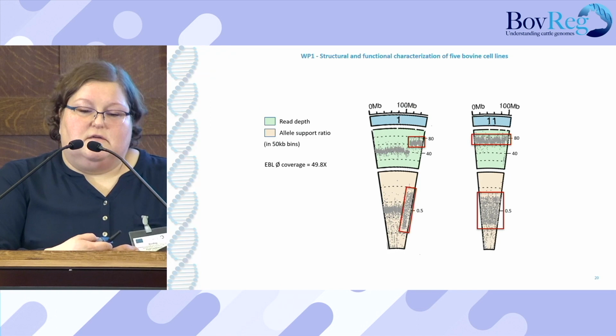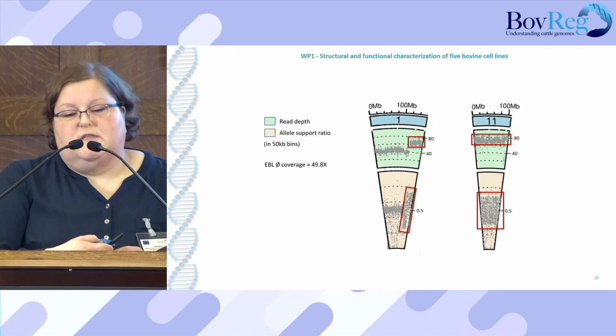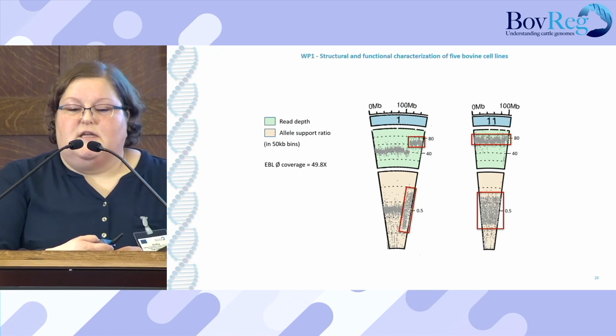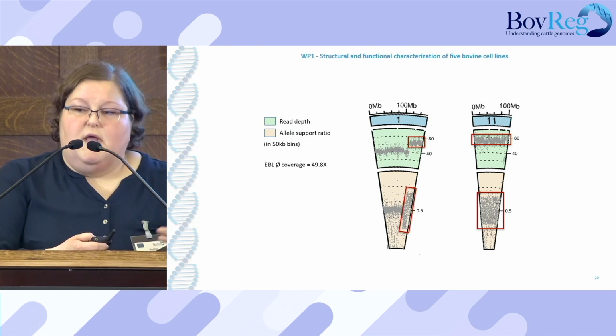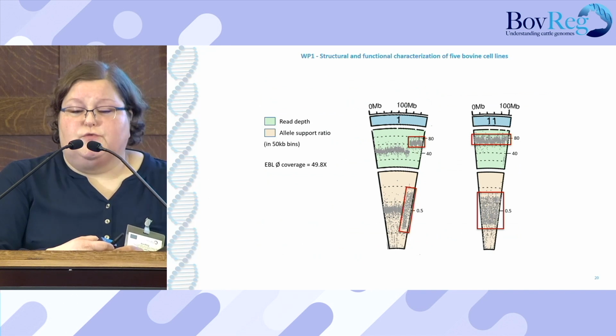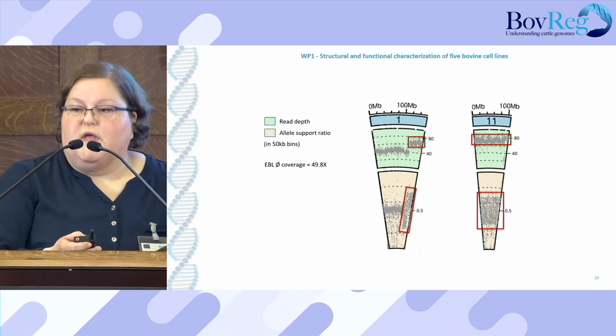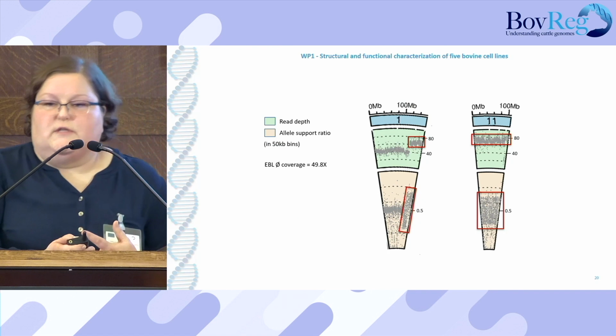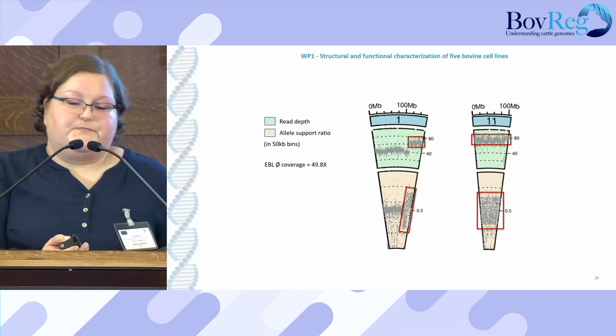If we look at, for example, chromosome 11, there you see that the coverage is increased throughout the whole chromosome, and the allele ratio varies throughout the whole chromosome, indicating that the whole chromosome is probably triploid.